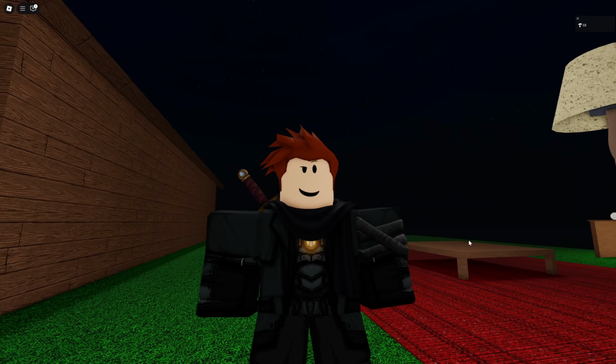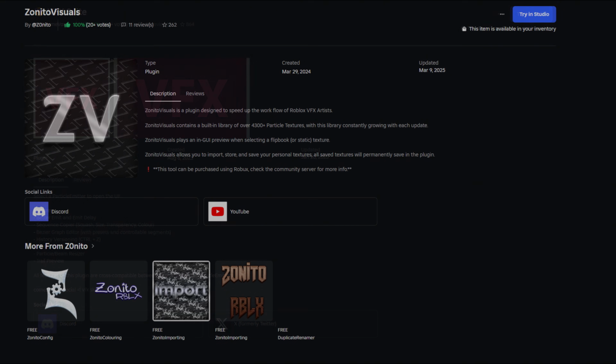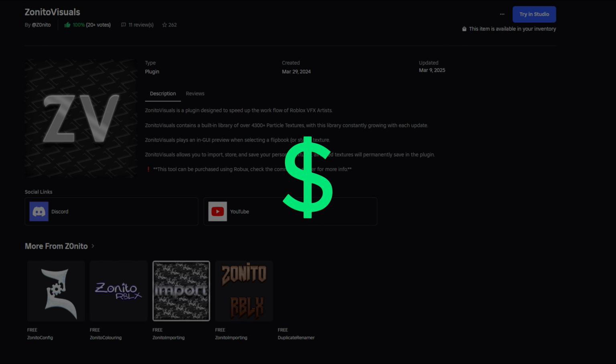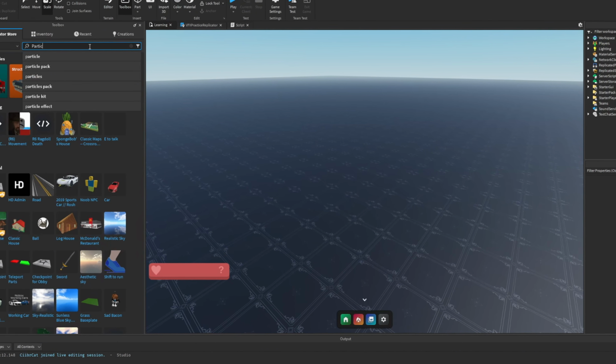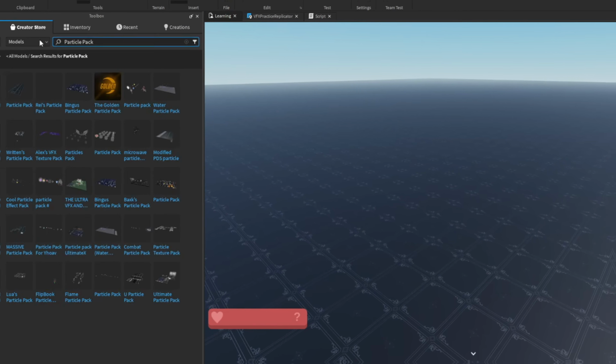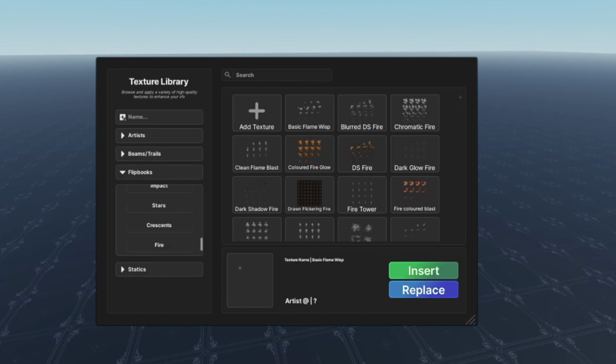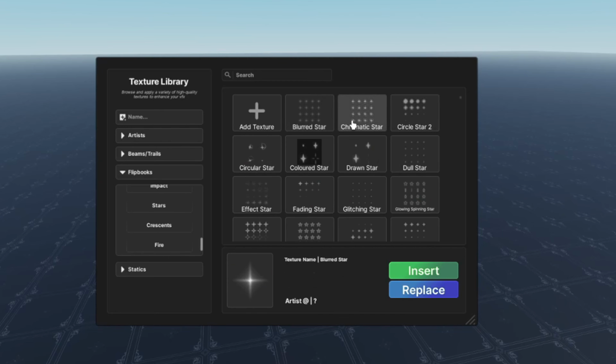For this challenge I'm using two plugins, VFX Suite and Zanito Visuals. Both of them cost money, but you don't really need either of them. There are many alternatives to VFX Suite, and for Zanito Visuals you can find a lot of textures in the toolbox. Currently, the main advantage of Zanito Visuals is that it has a lot of really high quality flipbook textures, which can be hard to come by sometimes.